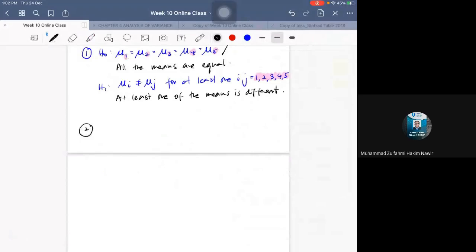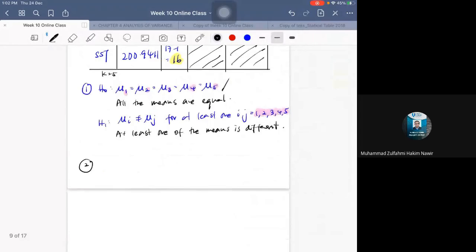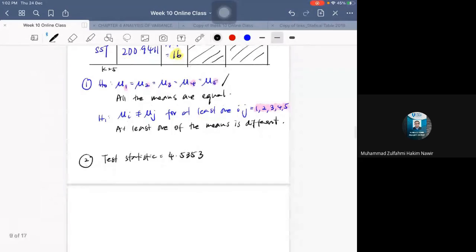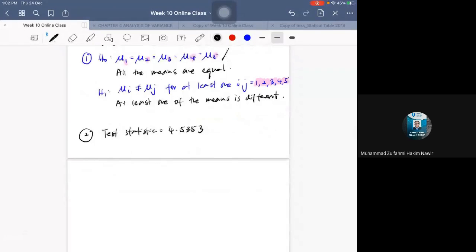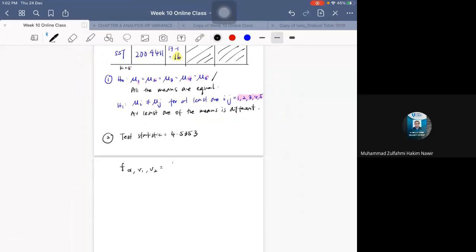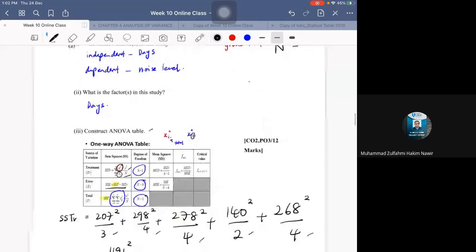Which is going to be the test statistic. We already got the value. For this case, the test statistic from the ANOVA table, we obtain a value of 4.5353. But of course, if I wanted to make a decision, I have to compare this with a critical value. My critical value is going to be F alpha, mu1, and also mu2. How do you get these values? From the table. So what is going to be my alpha value from the question?